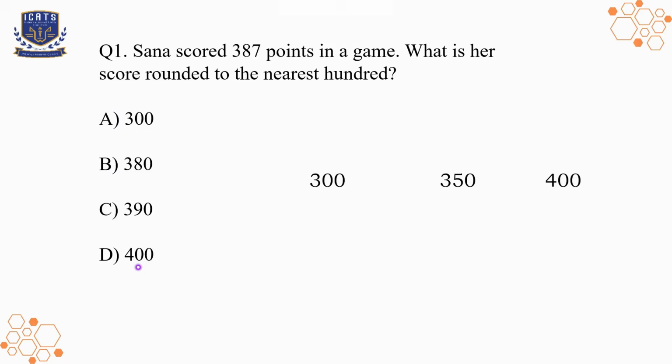So here, first of all, we will see where 387 lies. It lies between 300 and 400. So now we will see whether it is before 350 or after 350. As it is after 350, we will say that 387 will be rounded towards 400. So we will select option D here.